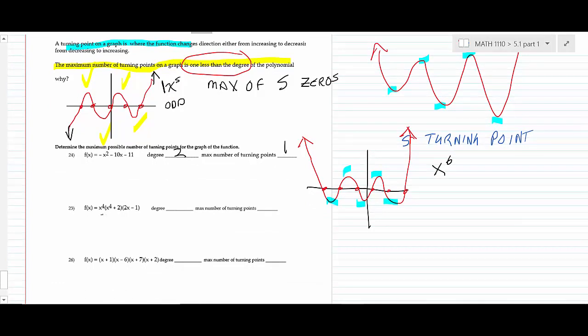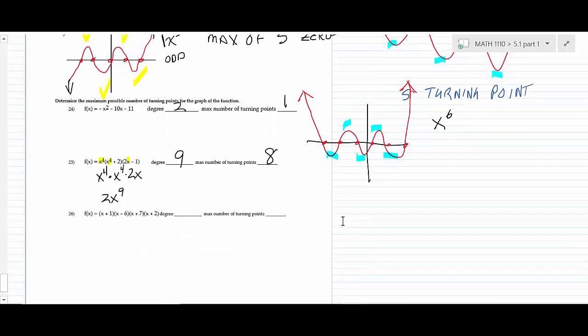The next one, the degree on this, now, I want you to look at these things right here. That's what matters. Don't multiply it out. So if you have x to the 4th times x to the 4th times 2x, you have 2x to the 9th, right? So that means you have a degree of 9. Therefore, the maximum number of turning points is what? It's 8. So you don't have to multiply that out and FOIL it. It's just take the highest powers of x and multiply them all together.